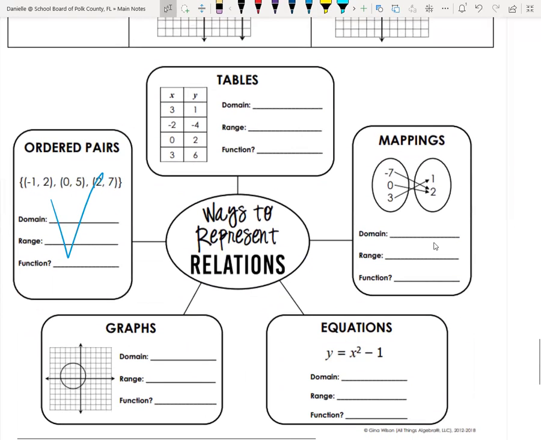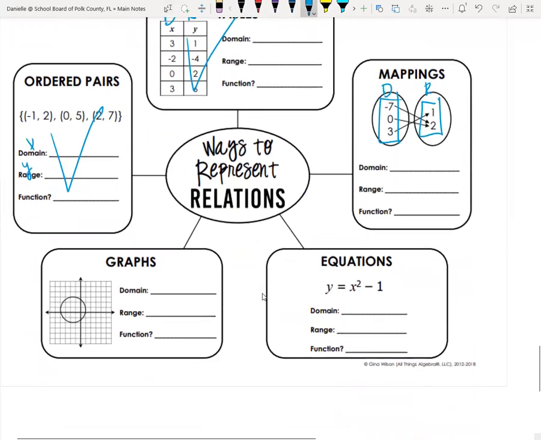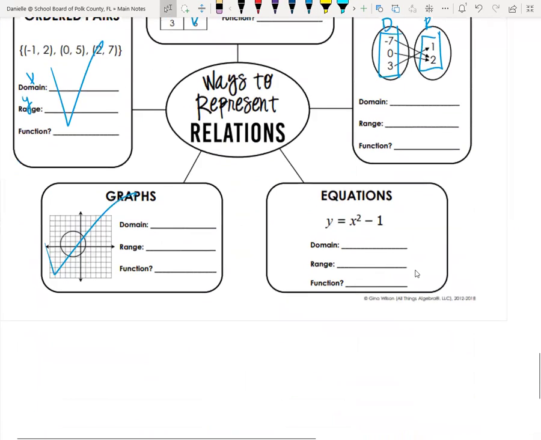We've talked about domain and range for all of these. Domain and range from mapping. That is my domain. That is my range. Again, domain, range, and all of our x's are domain, all of our y's are range. We talked about graphing. One thing we did not talk about were equations.